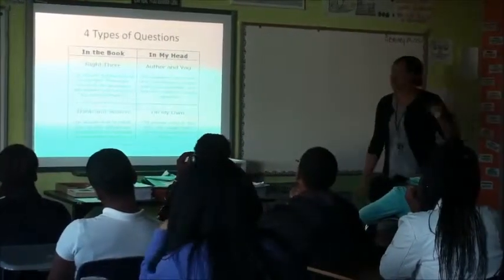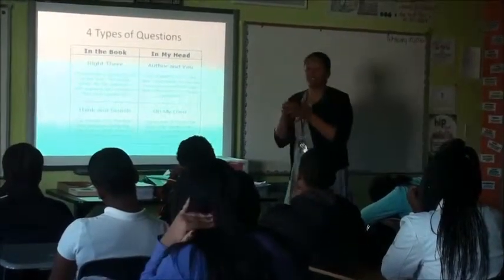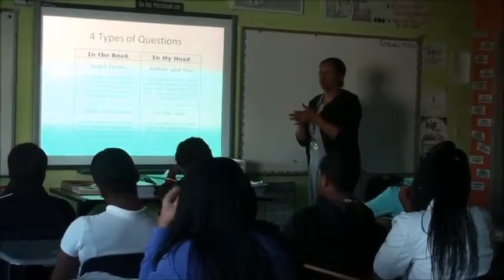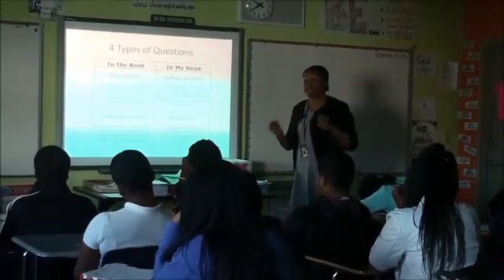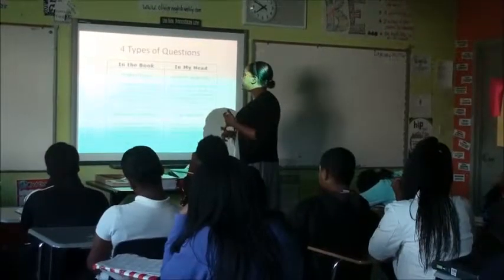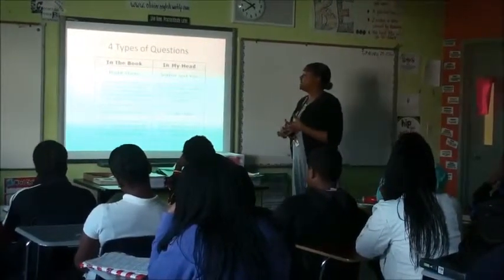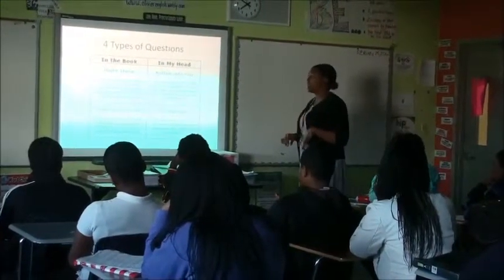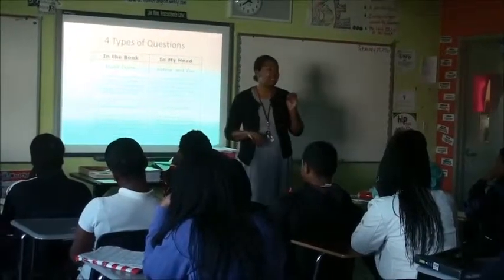Right there questions are those questions that are easily found in the text, which require you to go back and reread or skim or scan the text. The answer is easily found in the text. The exact words for the questions and answers are located in the same sentence.